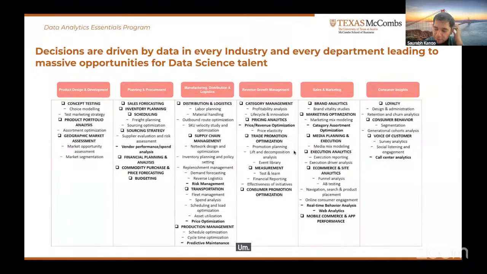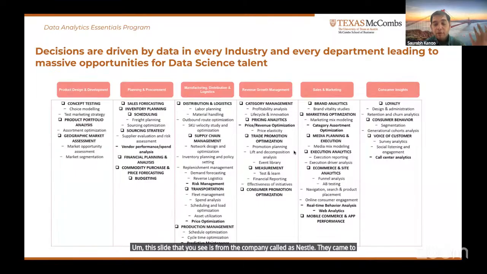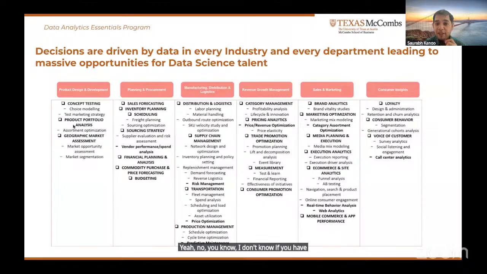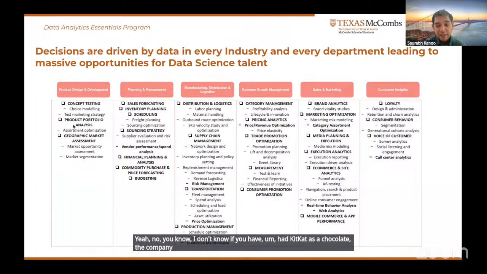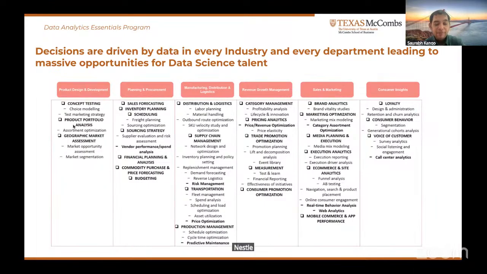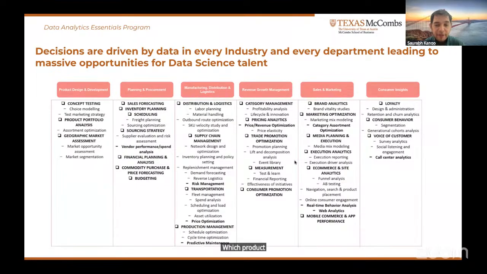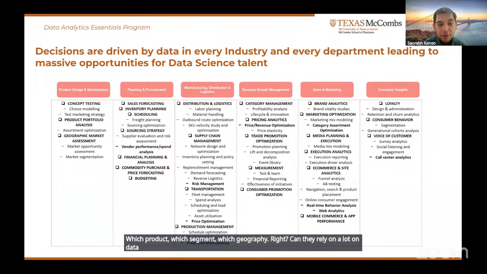This slide that you see is from the company called Nestle. They came to us and asked, where can we use data analysis? Can they use it in understanding or building the products? I don't know if you've had Kit Kat as a chocolate, the company that manufactures Kit Kat, Nestle. So for them, we made this particular part. So can I say in product development, they can use data analysis? Which product, which segment, which geography, right? Can they rely a lot on data for knowing where is the market, where is the geography, where is the opportunity? Correct.